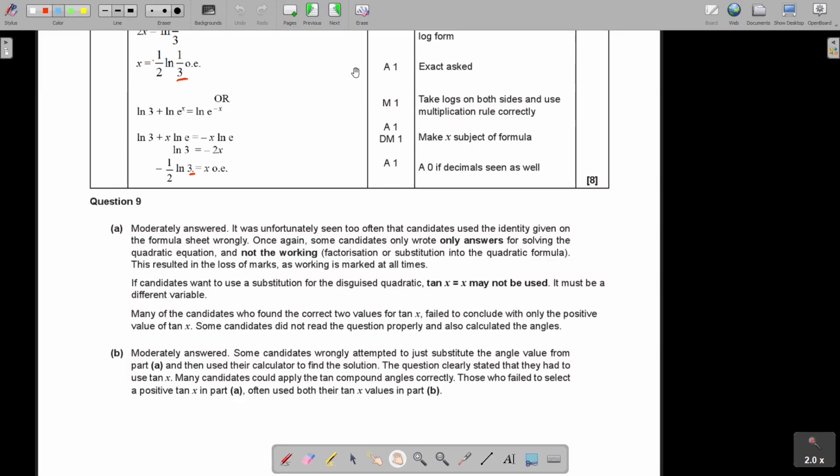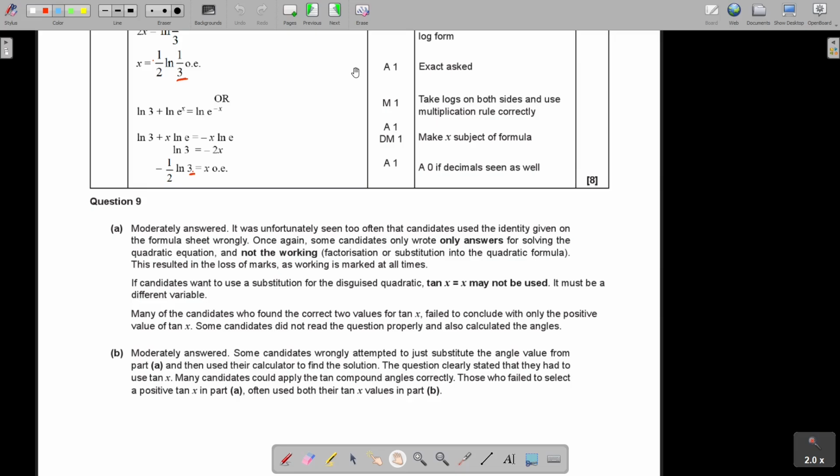how to apply it. Once again, some candidates only wrote answers for solving the quadratic equation and not the working, factorization or substitution into the quadratic formula. This resulted in the loss of marks, as working is marked at all times. Very important, always show your working. If candidates want to use substitution for the disguised quadratics, it may not be tan x is x, but use a k, but not an x. It must be a different variable.